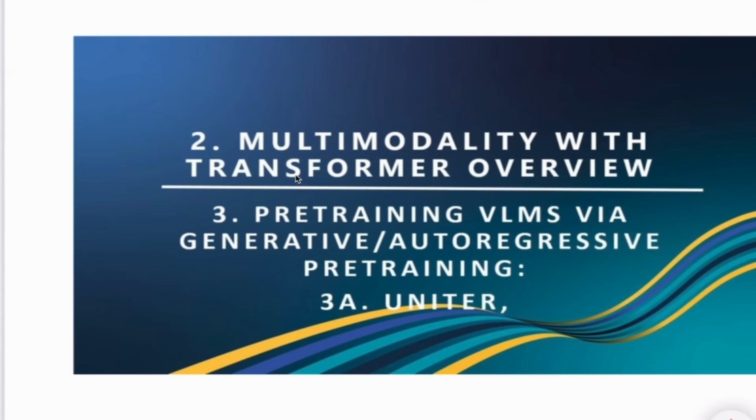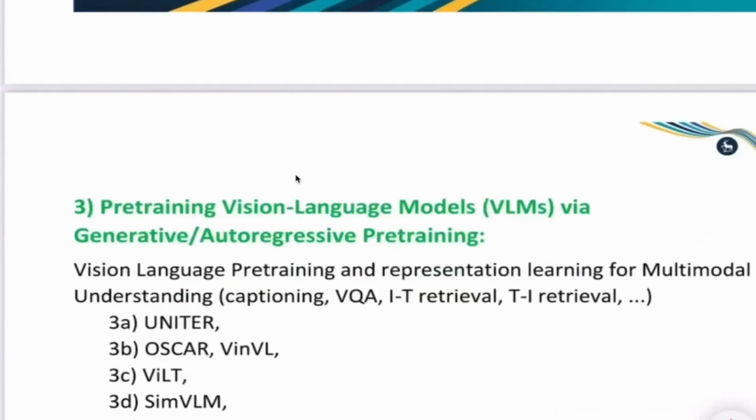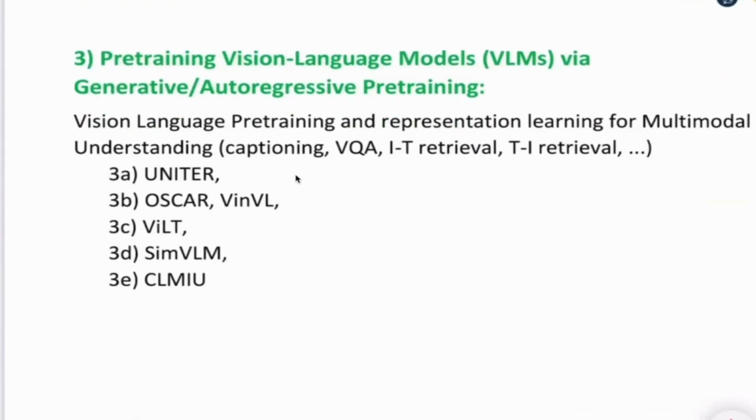So now we will look into the first vision language pre-training model. We have already covered the basic form of combination of the vision encoder. Now let's look into pre-training of large vision language models, the so-called foundation models. We will look at the autoregressive way first, and one of the early works in this area is Uniter. So we will look into Uniter first.